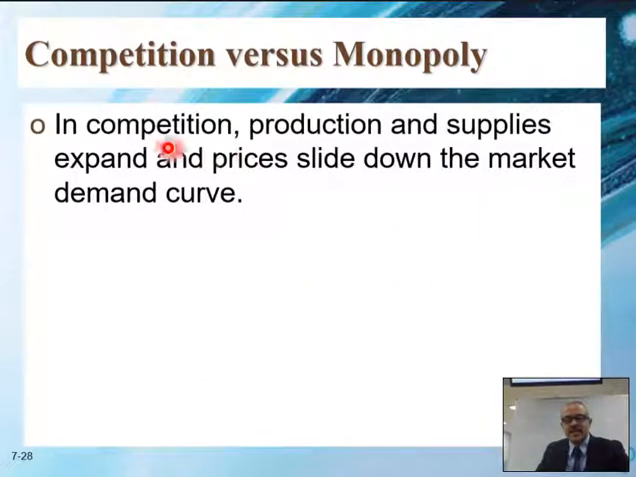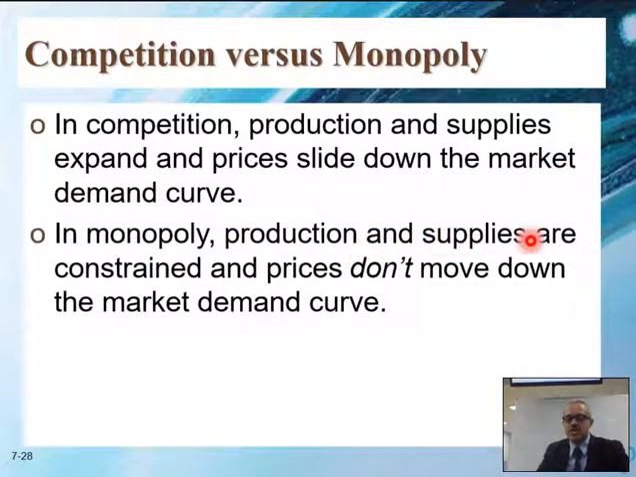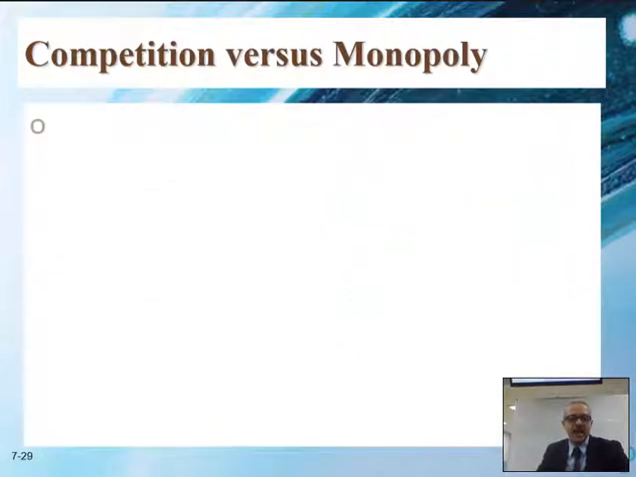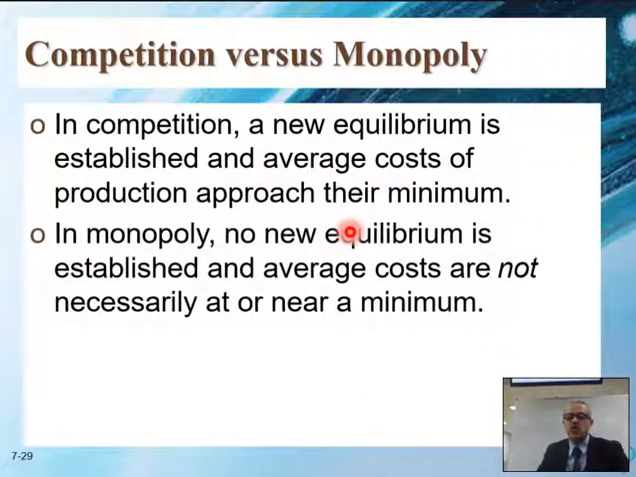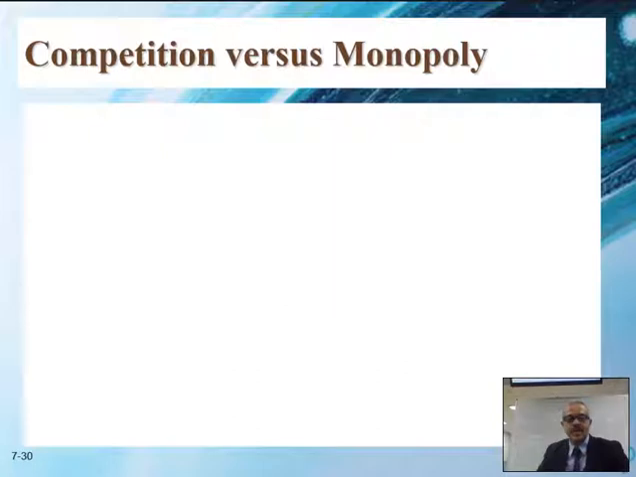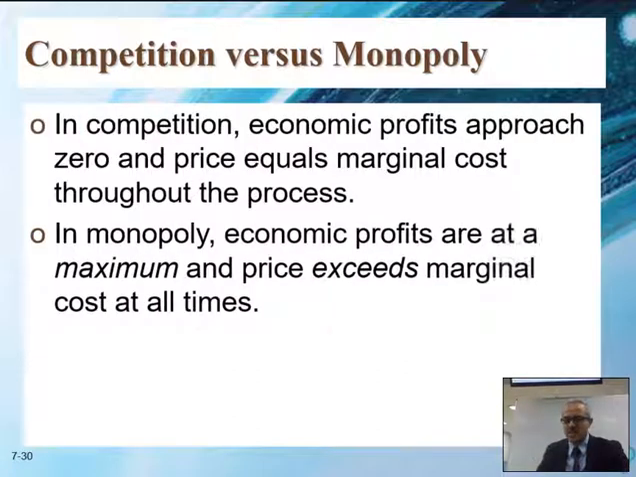In a competition, production and suppliers expand, prices slide down the market demand curve. In a monopoly, production and suppliers are constrained and prices do not move down the market demand curve. In a competition, a new equilibrium is established and average cost of production approaches its minimum. In a monopoly, no new equilibrium is established and the average costs are not necessarily near the minimum. So these are the comparisons, and we talked about all of these.